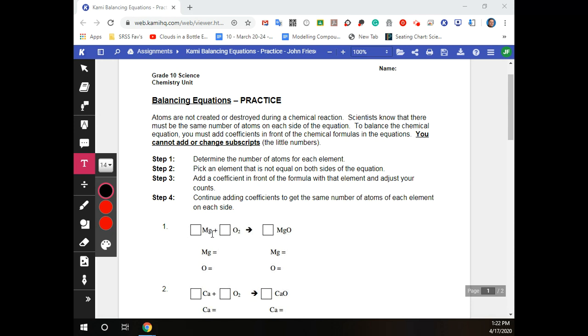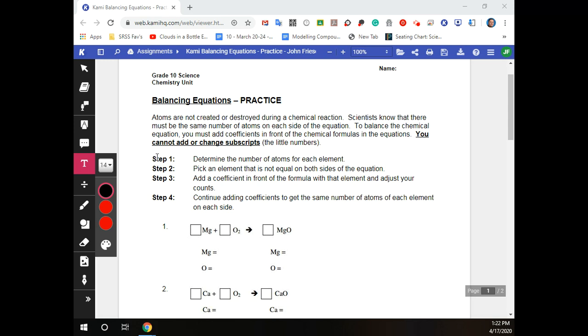Also, remember that if there's no subscript beside a chemical or beside an element, we assume there is a 1. Whenever something is blank, we assume it is a 1. And you cannot change these. You cannot change the subscripts, you can only change the coefficients. If you follow these steps that I've provided for you, you should be able to balance chemical equations. Step 1, determine the number of atoms for each element.